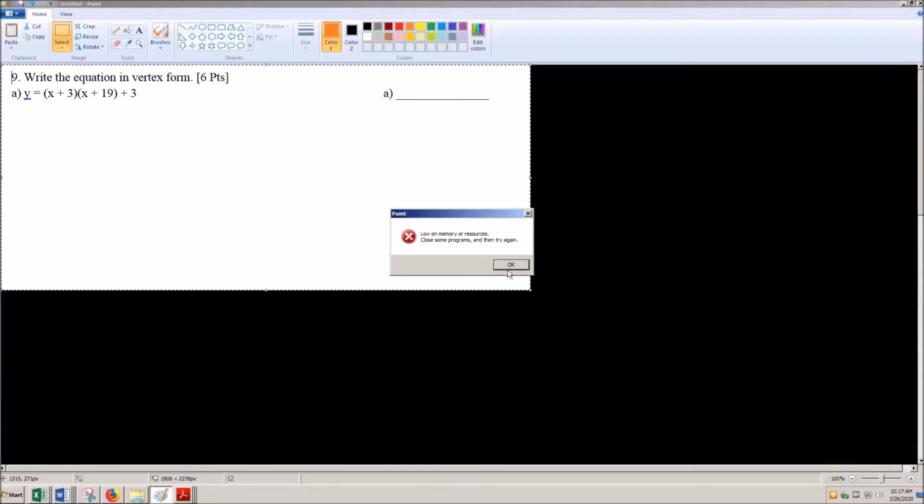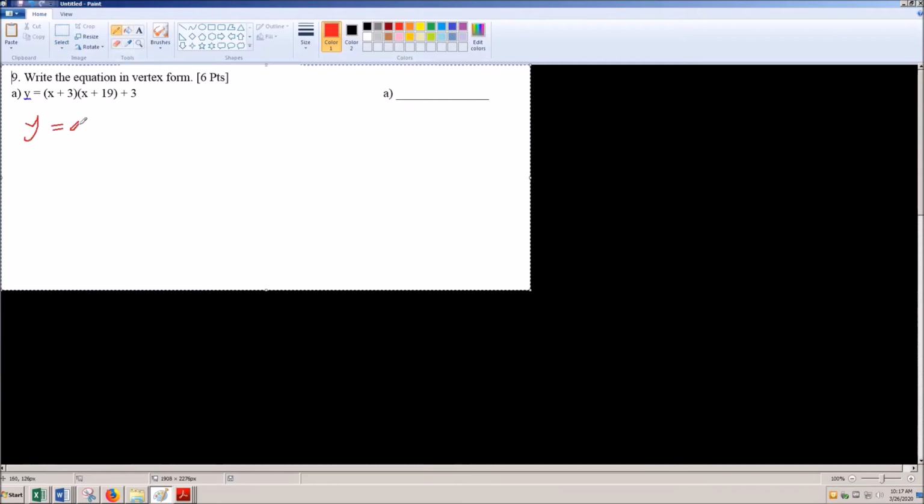So here we are looking at y equals all this junk plus some value here, and I want to write it in vertex form. To get this in vertex form, it's going to look like y equals a times x minus h squared plus k.